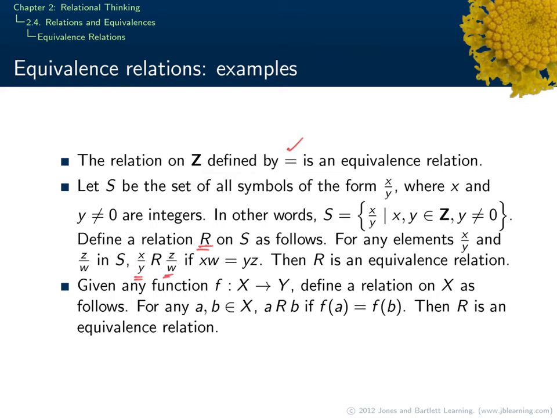You might recognize this relation as just checking to see whether cross multiplication gives equal values. So this R is an equivalence relation, and if two fractions are equivalent, then they represent the same number. Now finally, we have an equivalence relation involving functions. Suppose we have any function f from a set X to a set Y. We can define a relation on the domain of our function in the following way. If we have two elements, a and b, in the domain, we say that a is related to b if the two output values, f of a and f of b, are equal. This relation R turns out to be an equivalence relation.